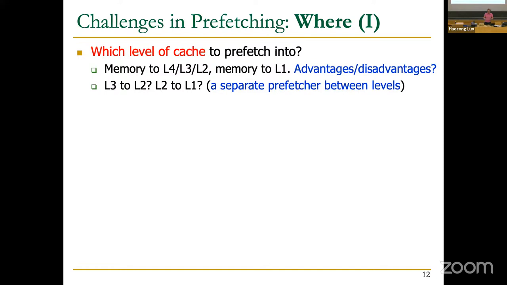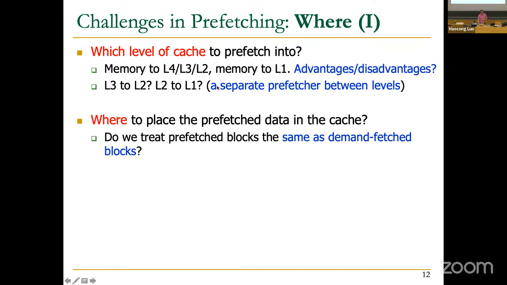Do you have a separate prefetcher between levels? That's what happens today, for example. And then there's another where. Where do you place the prefetched data in the cache? Do we treat the prefetched blocks the same as the demand-fetched blocks? That's another question. Now we can complicate all of those policies that we talked about in the cache. All of those policies assumed we have demands, loads, and stores. What about prefetches? We don't know if they're correct or not. But you can perhaps gather some metrics about prefetching based on the past. You can say, my accuracy is quite good, so maybe I should place this block in a location that's not going to be evicted soon. If my accuracy is so-so, maybe I should place it in the middle of the LRU stack, not treat it as most recently used, but somewhere in the middle.